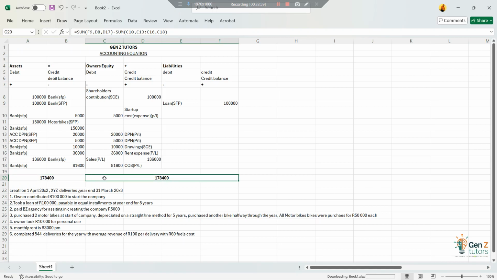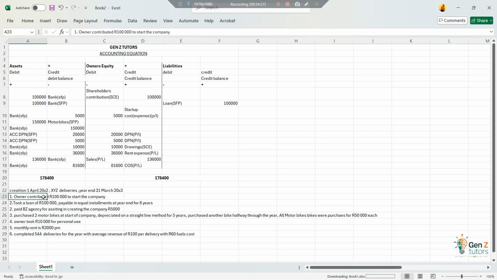And there you have it, folks. That's how you do this. If you follow this all throughout and post everything where it's supposed to be posted on the SFP and then the SCE, P&L, everything, your accounting equation will balance, your statement of financial position will balance, and you'll get the right amounts everywhere you go. So understanding your basics is very important. That's why I had to include that.